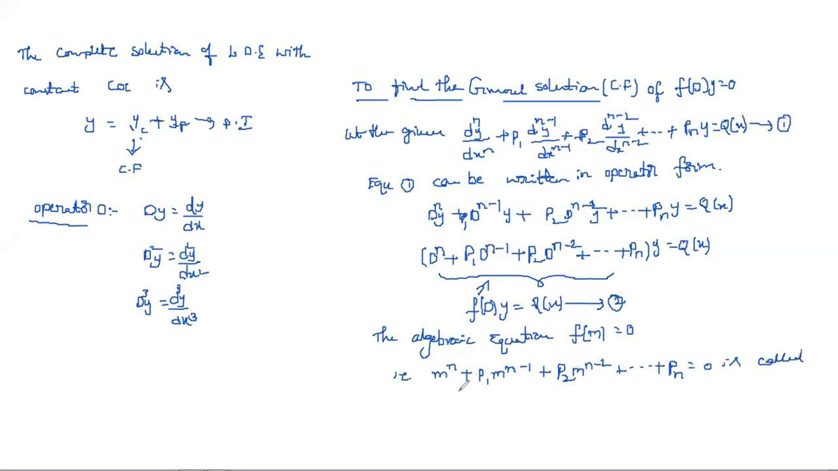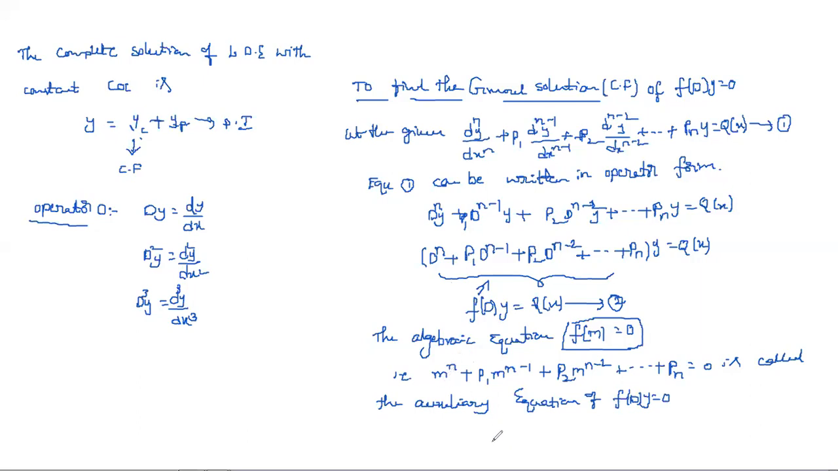The auxiliary equation of f of D into y is equal to 0. So this is simply what we call an auxiliary equation. So the auxiliary equation is nothing but what? f of m is equal to 0. In place of D, we have to substitute m. Okay, so here it is the same as this simply.